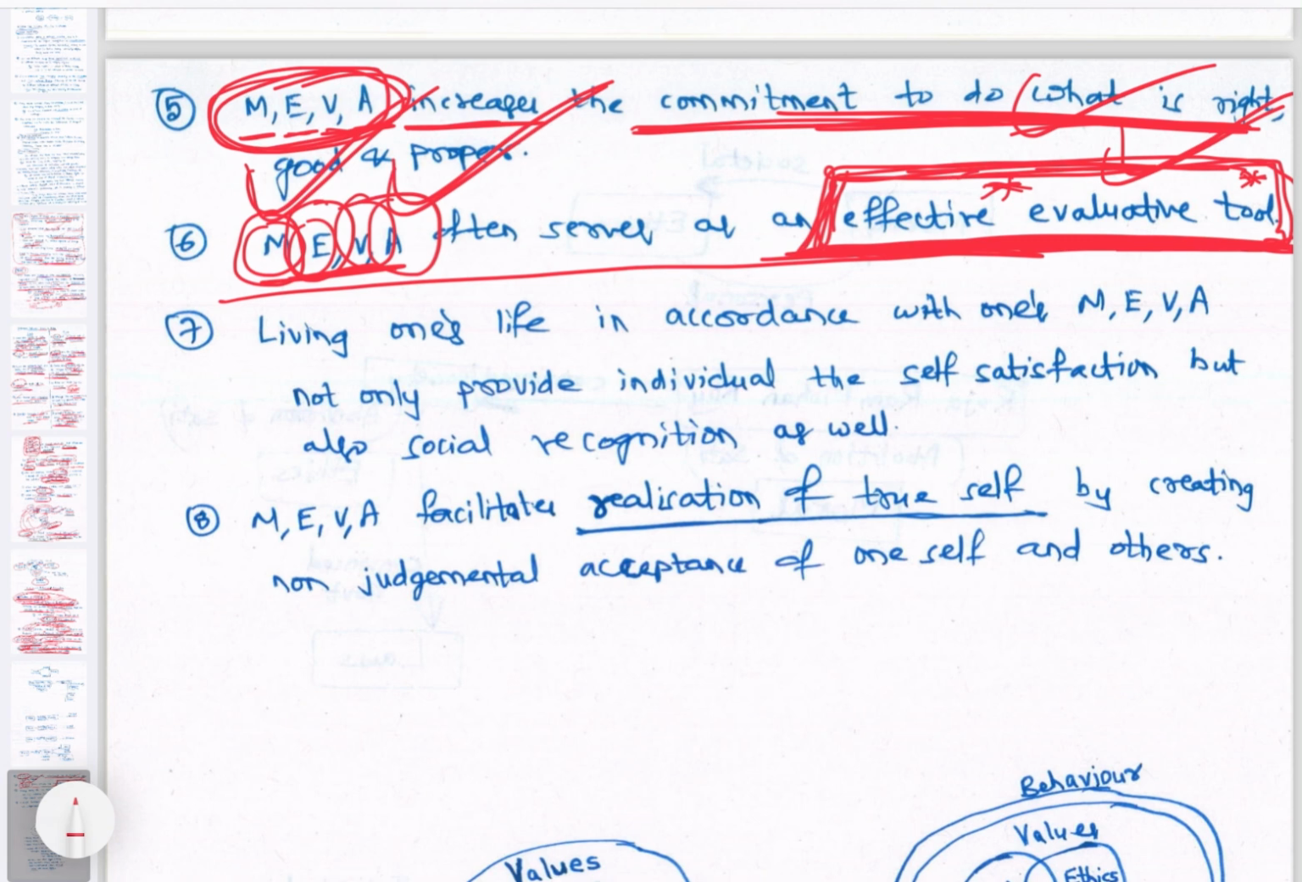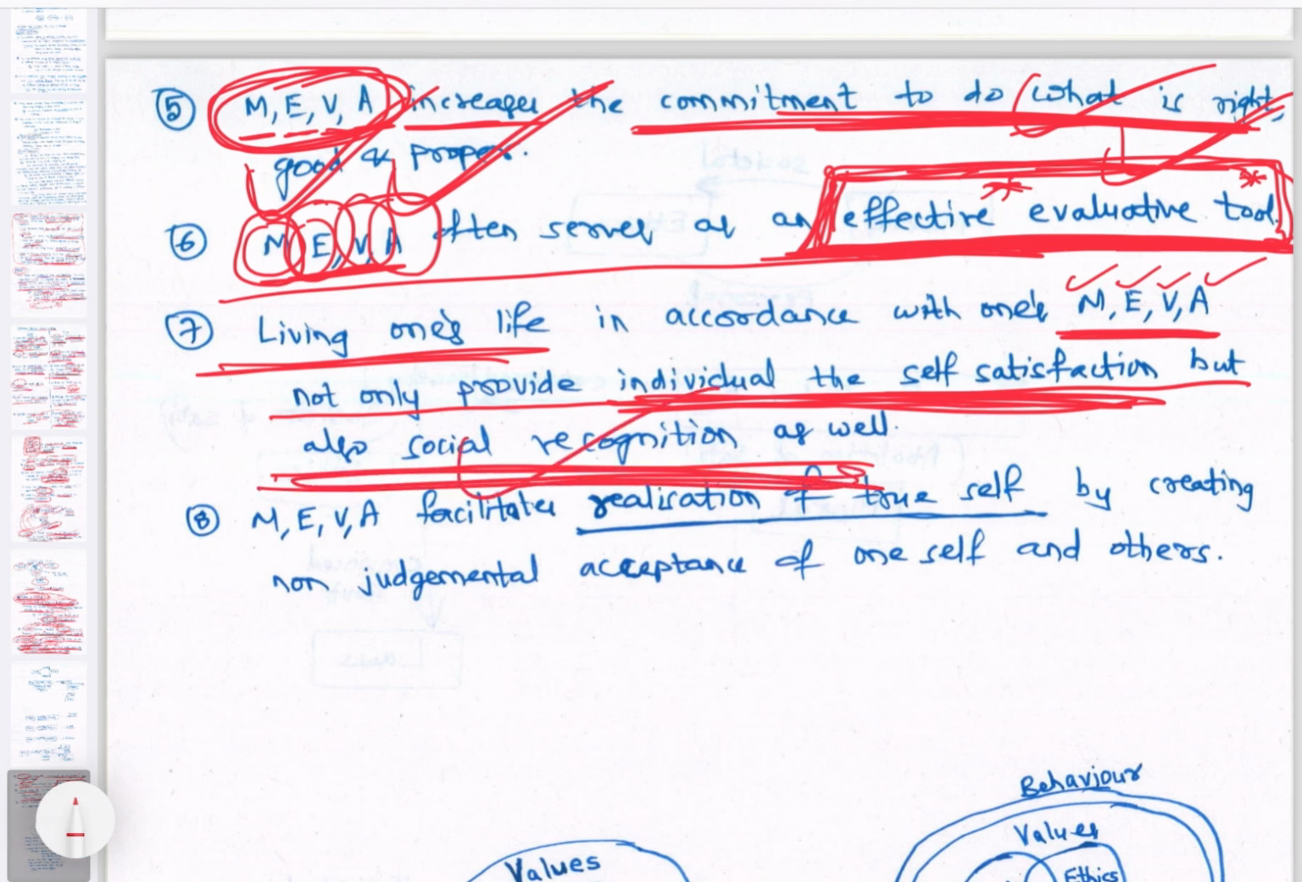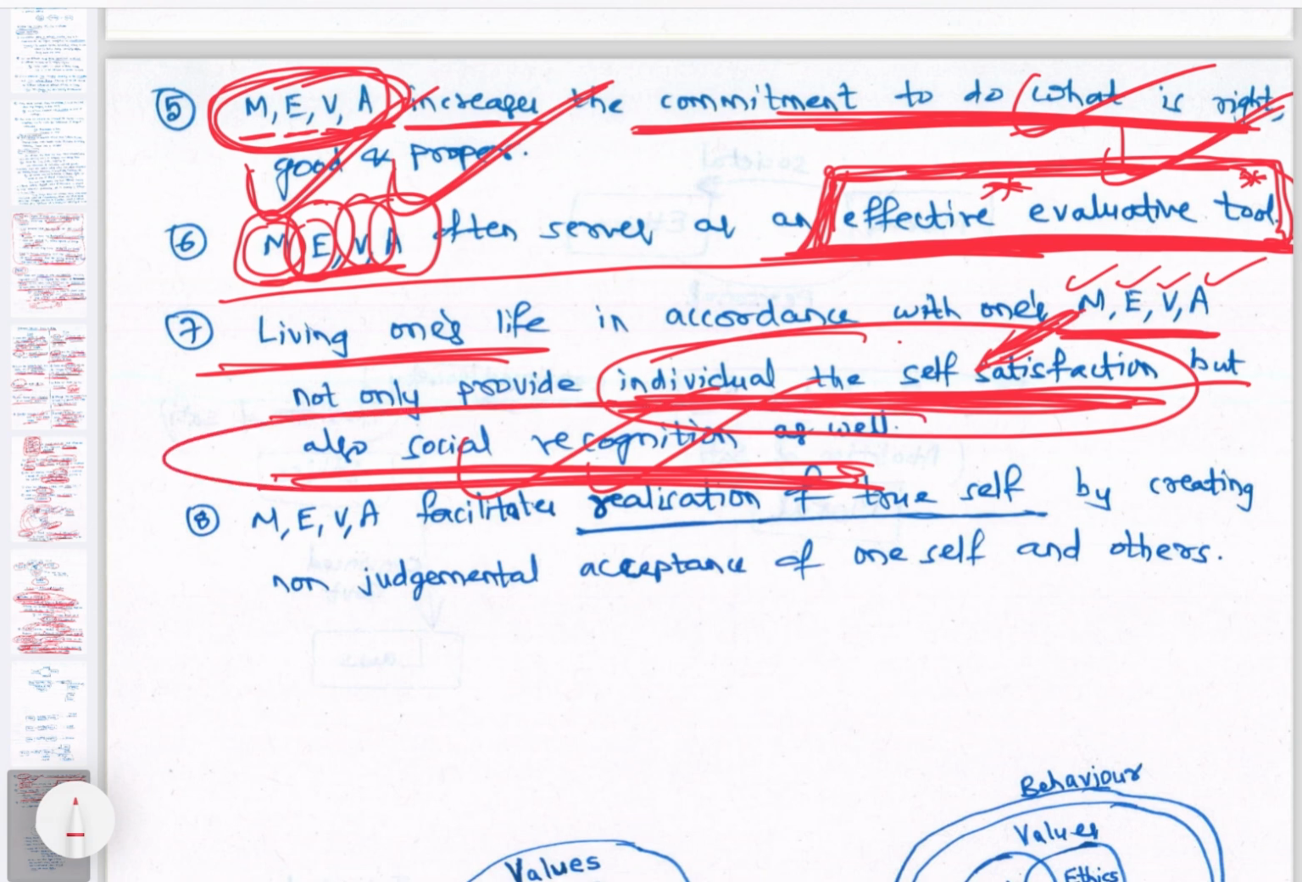Living one's life in accordance with one's morals, ethics, values, and attitudes not only provides the individual self-satisfaction, but also social recognition as well. If you are living as per your morals, your ethics, and your values, it will lead to individual satisfaction and it will also lead to social recognition.